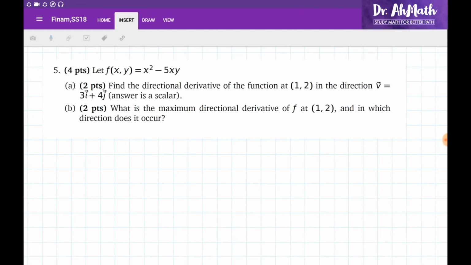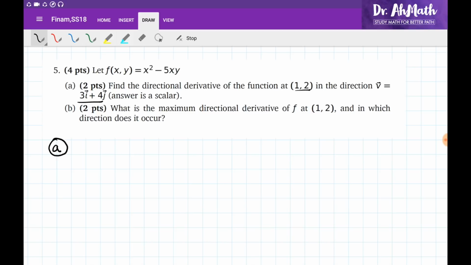Problem number 5 is about directional derivatives. We are given a function f, and we need to figure out the directional derivative of this function at this point in the direction of this vector. Please note that the directional derivative of a multivariable function is obtained by multiplying the gradient vector of this function at this point x0, y0, as a dot product, by the unit vector in the direction of v. So first of all, we need to evaluate the gradient vector.